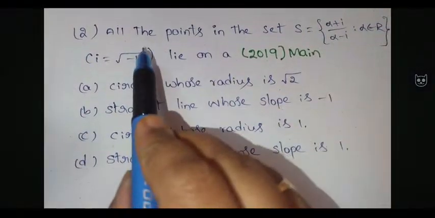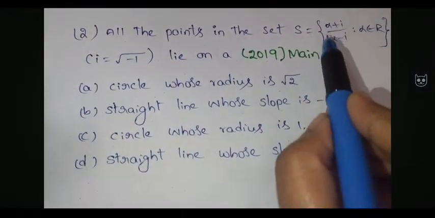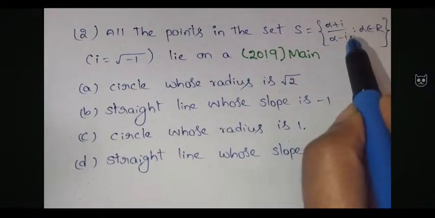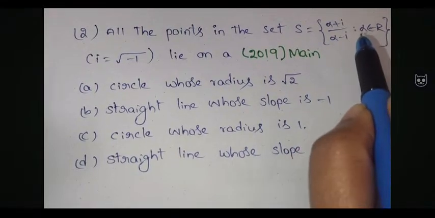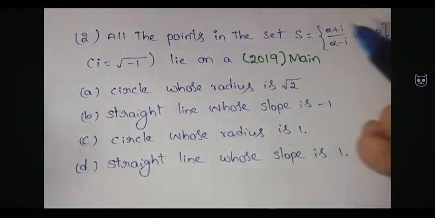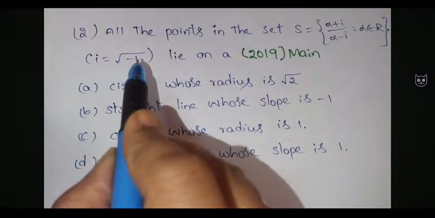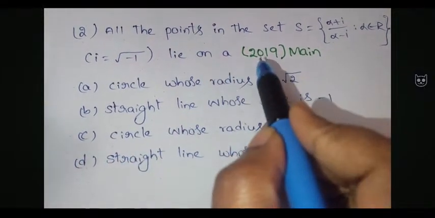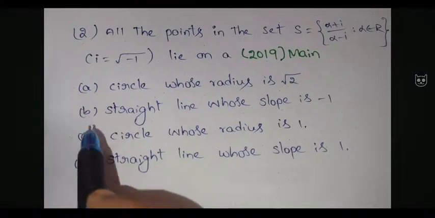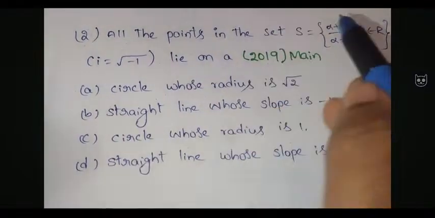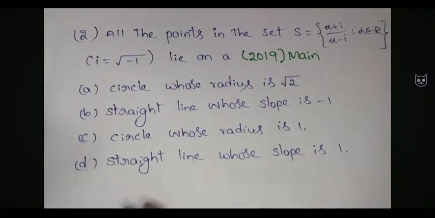Second question. All the points in the set S = (α + i)/(α − i), such that α belongs to ℝ. Here i = √−1. They lie on a... Now check the options. First we solve the question. Write the given. What is the given?